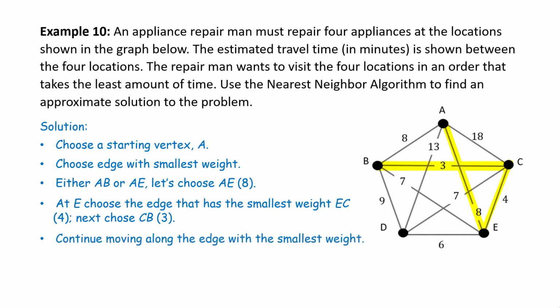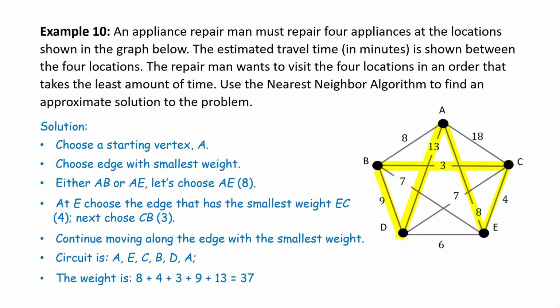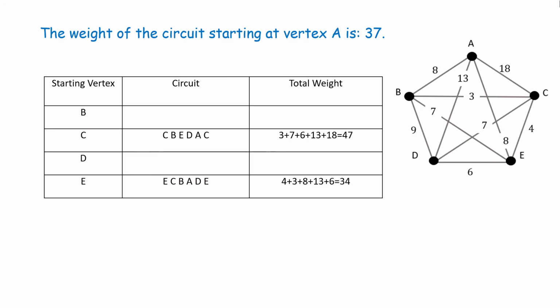Continue moving along the edge with the smallest weight. Our circuit is A, E, C, B, D, A, and the weight is 8 plus 4 plus 3 plus 9 plus 13. The result is 37. We computed the weight of the circuit starting at vertex A as 37.